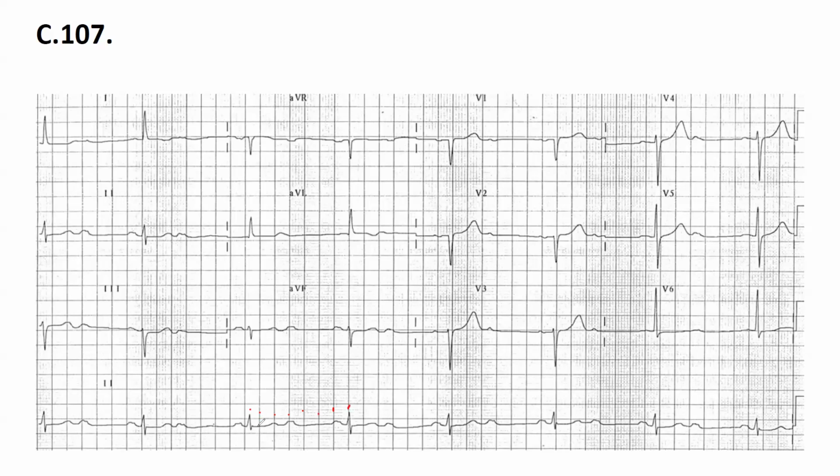Go on, the heart rate. I think around 75 or 80. Oh, no way. Look at how many squares you have between two R's. One, two, three, four, five, 6.5. So 300 divided by 6.5, it's less than 50. It's around 48, 45, or something like that.